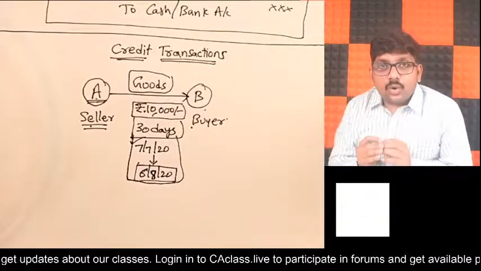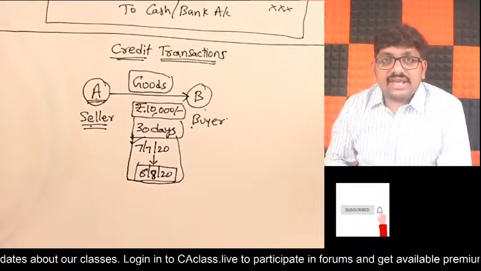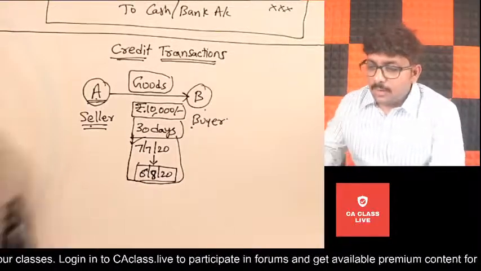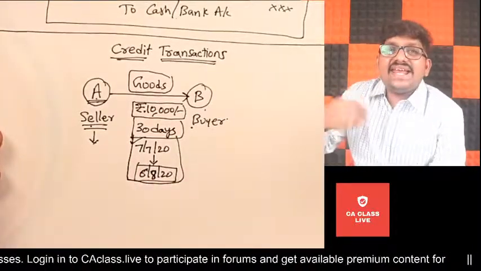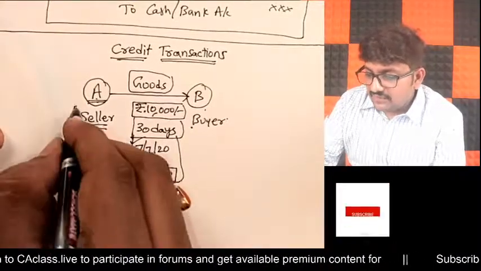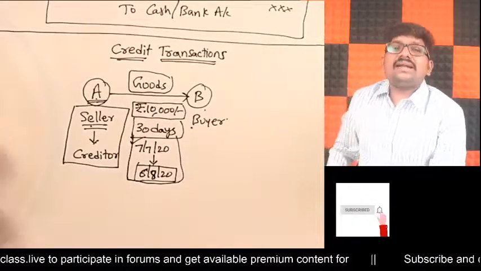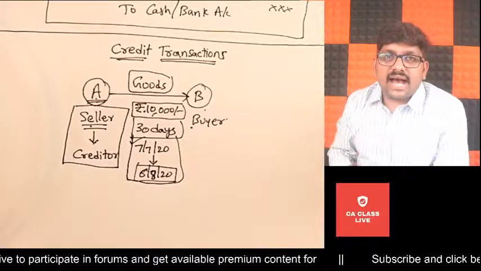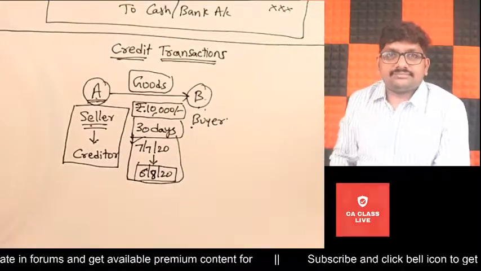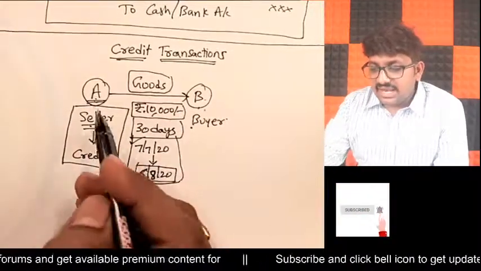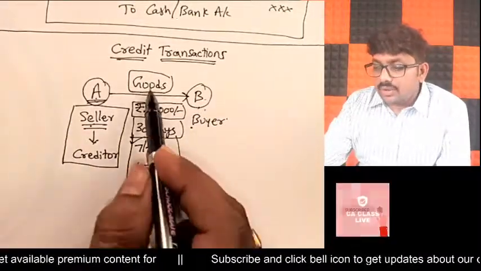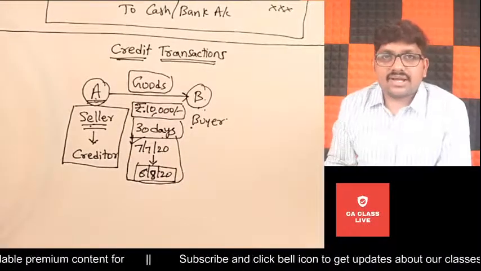But now, when these transactions have taken place on credit basis, we will promote them to the next level. What is the next level? The seller will be renamed as creditor. Seller for whom? B. Creditor for whom? B. Not for you and me. So A is a seller for B, and A becomes a creditor for B when A sells goods to B on credit basis.